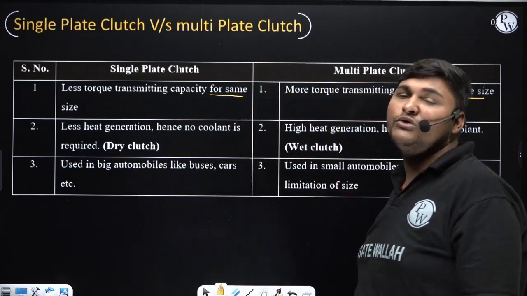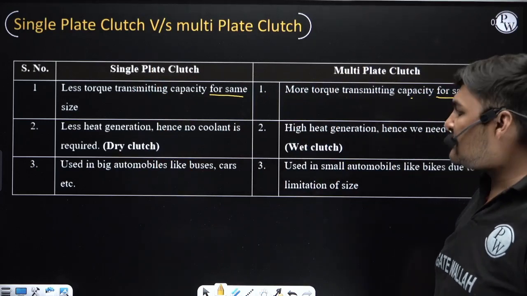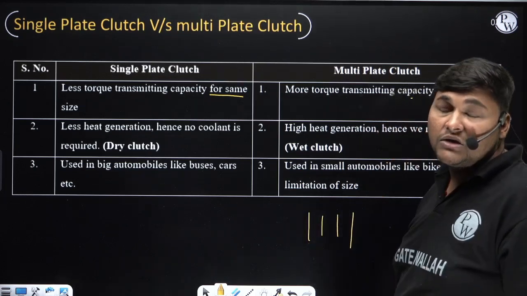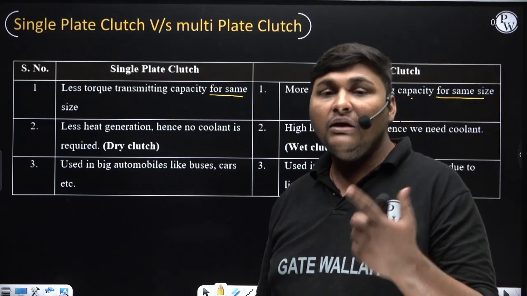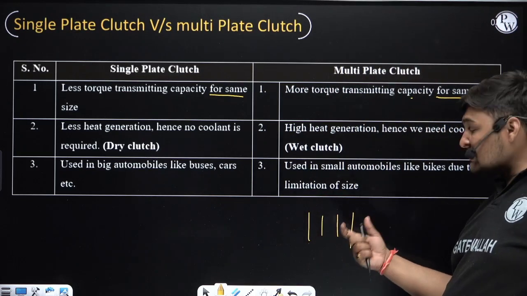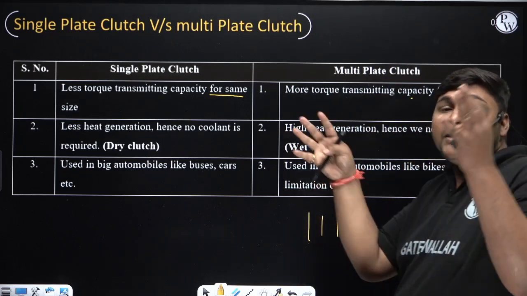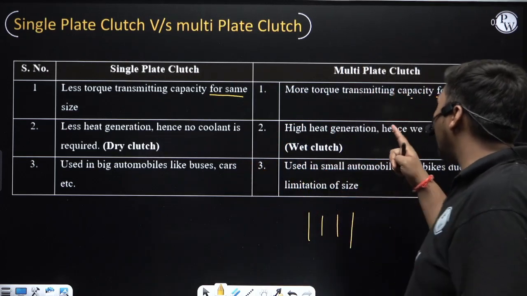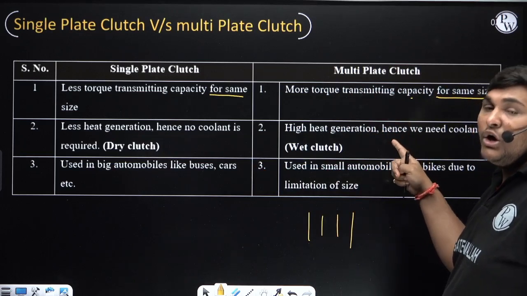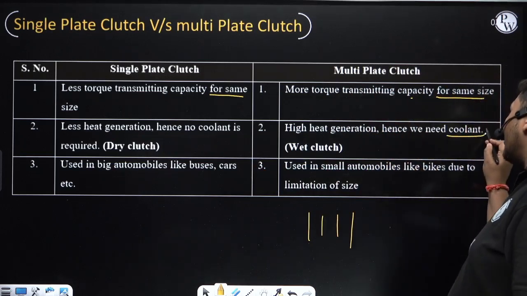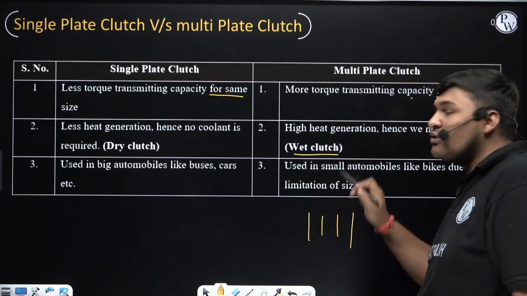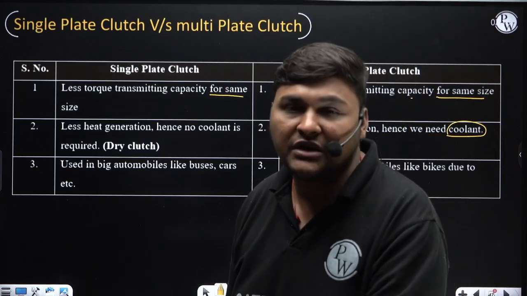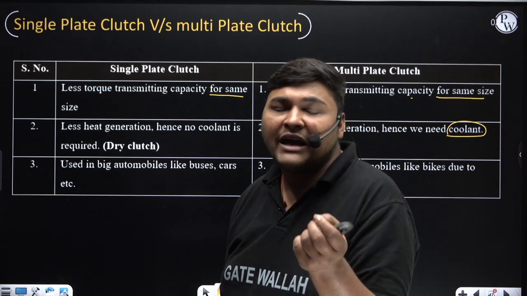Then we should always use multi plate clutch. But what is the problem? In a multi plate clutch, since we are using multiple plates, and we are transmitting torque by friction, and friction will generate heat, and since in multi plate clutch we are using more plates, can I say that in less space high heat will be generated, and high heat generation is not good for the system. So if high heat is generating, the temperature of the system increases. To reduce the temperature of the system, we need to apply coolant. That's why this clutch is sometimes also known as a wet clutch. Or sometimes it might be possible that coolant will also reduce some amount of coefficient of friction, because sometimes coolant also acts as lubrication.